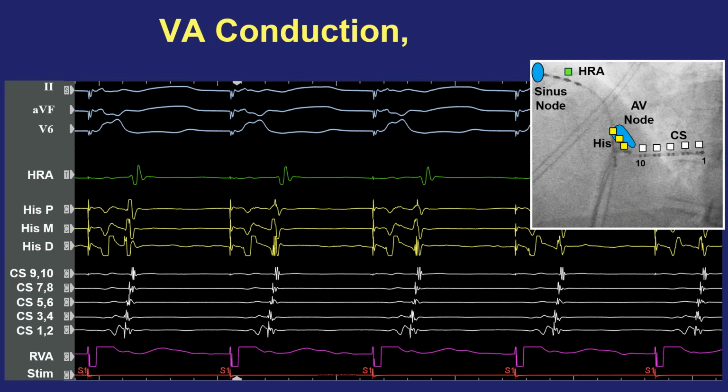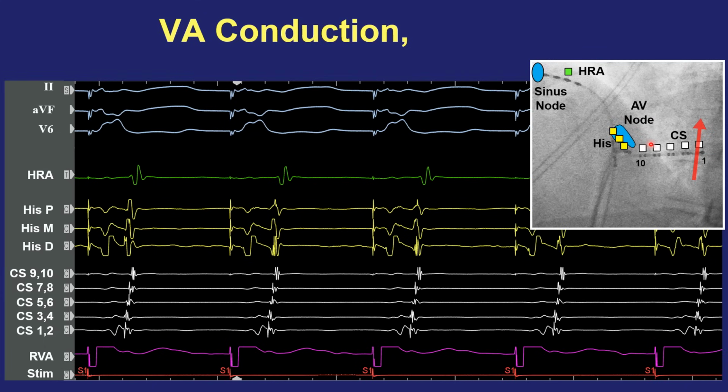Let's again think about our electrode position, and let's look at what is the earliest atrial activation. In this case, HRA is late, and as we look at all these atrial electrograms, the earliest is actually out here in CS1-2. Where is that? That's way out over on the lateral part of the left atrium. The AV node is not over that far.